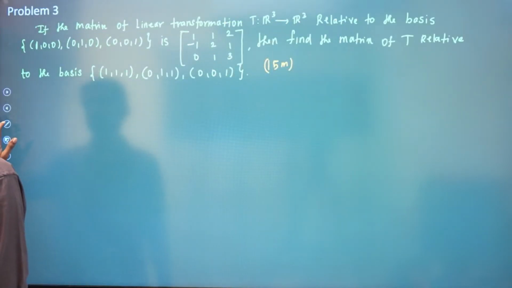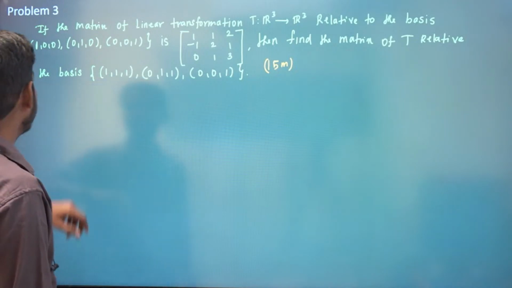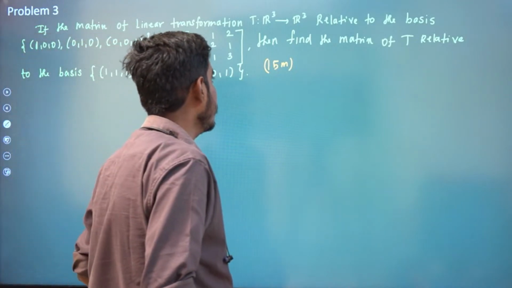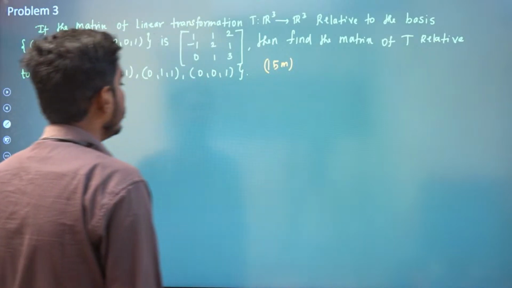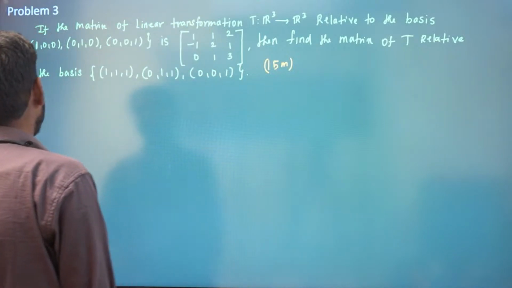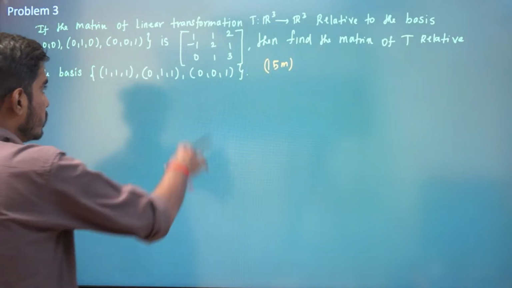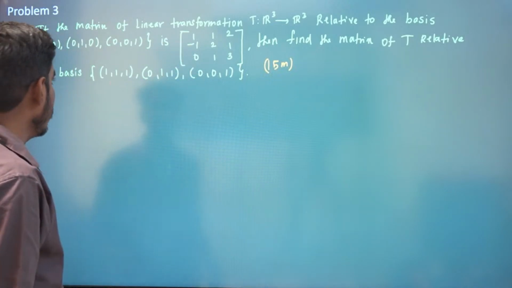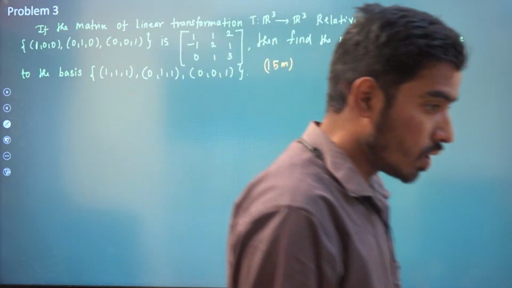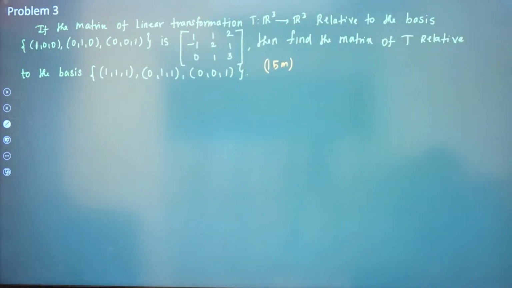If the matrix of linear transformation T from R3 to R3, relative to the basis (1, 0, 0), (0, 1, 0), (0, 0, 1) is given by this, then find the matrix of T relative to the basis (1, 1, 1), (0, 1, 1) and (0, 0, 1), right? Okay, now we will do this.